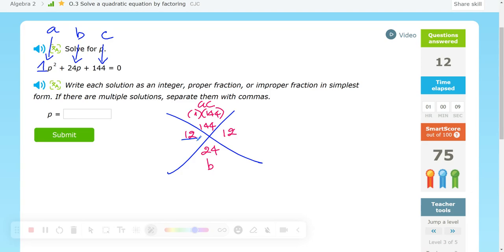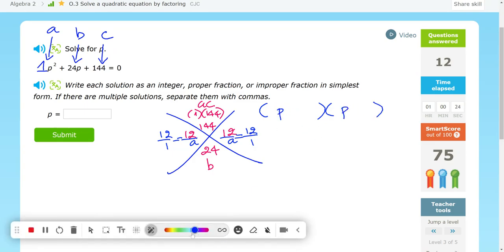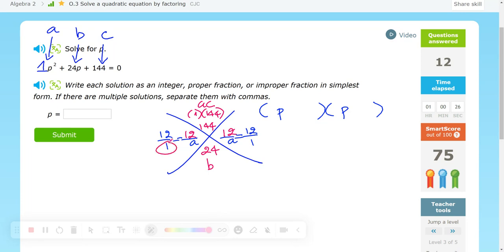So you divide by A, but A happened to be number 1. So 12 over 1. Now you can write your factors. Here we go. So these are the P's. Number 1 goes in front of P. Number 12 goes in the back.